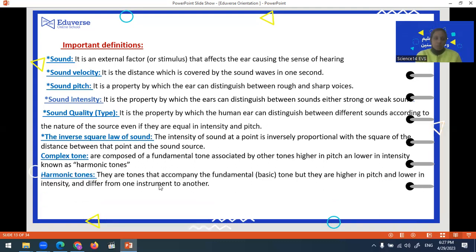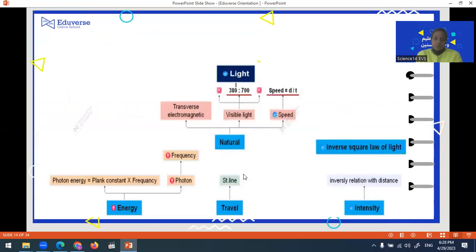Okay. Type: harmonic tone. They are tones that accompany the fundamental, or the basic tone, but they are higher in pitch and lower in intensity and differ from one instrument to another.